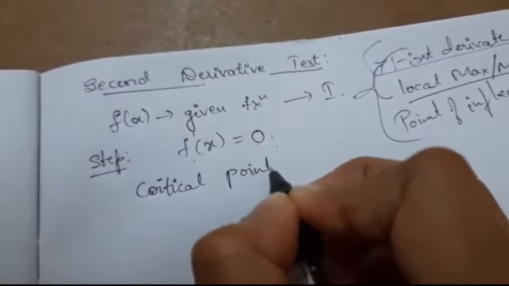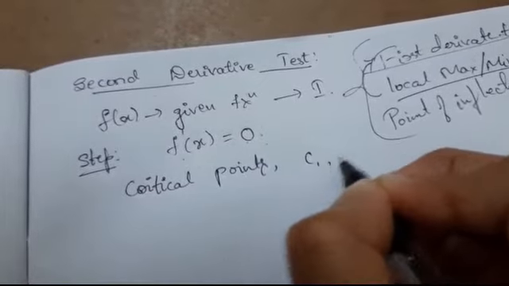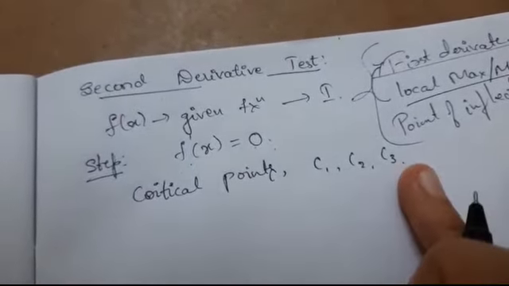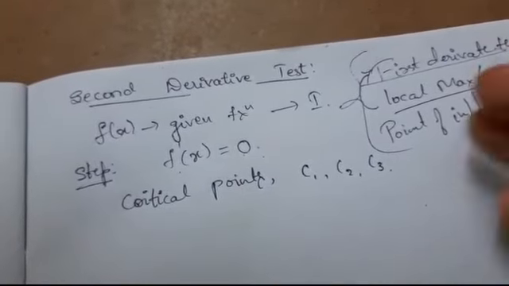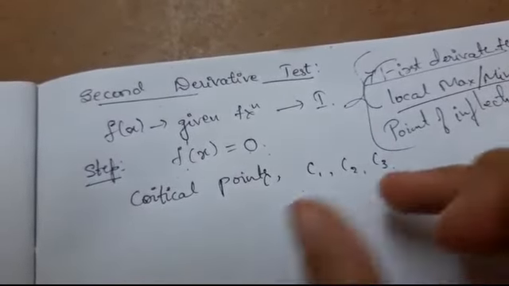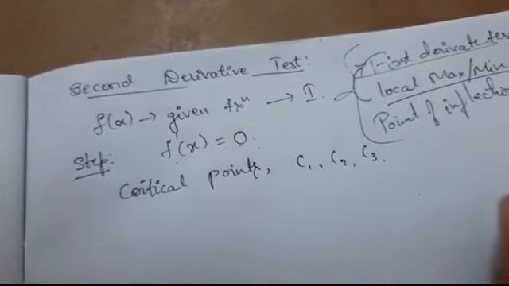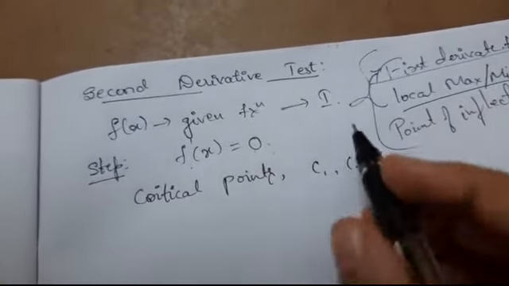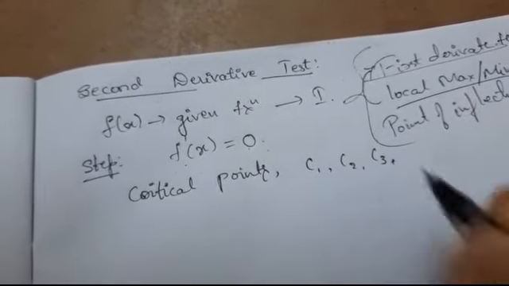Suppose we call those critical points C1, C2 and C3. In our first derivative test, what was our second step? We used to plot those critical points on the number line. But in the second derivative test, there is no need of plotting these critical points upon the number line.